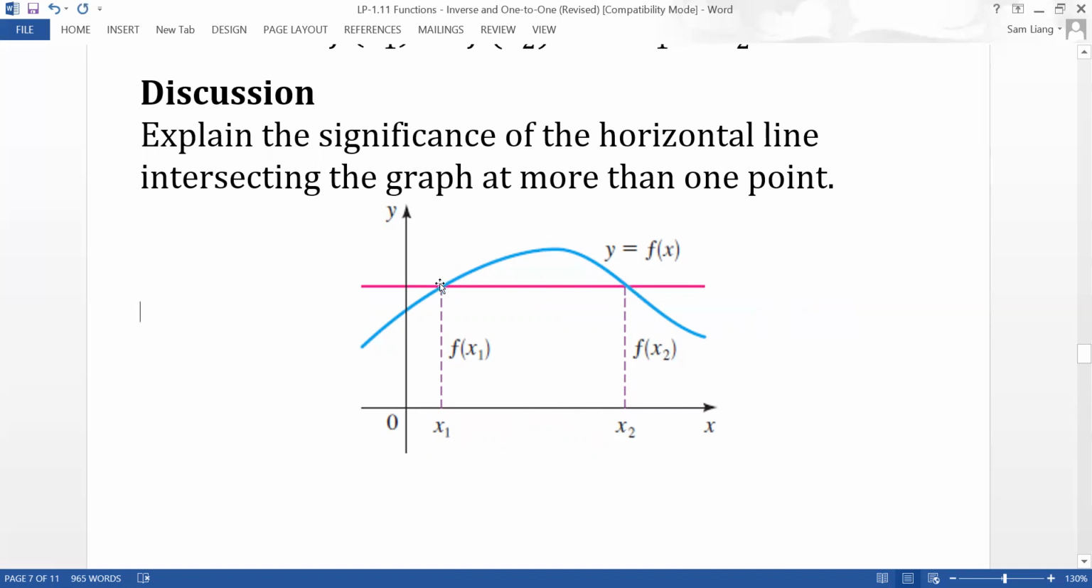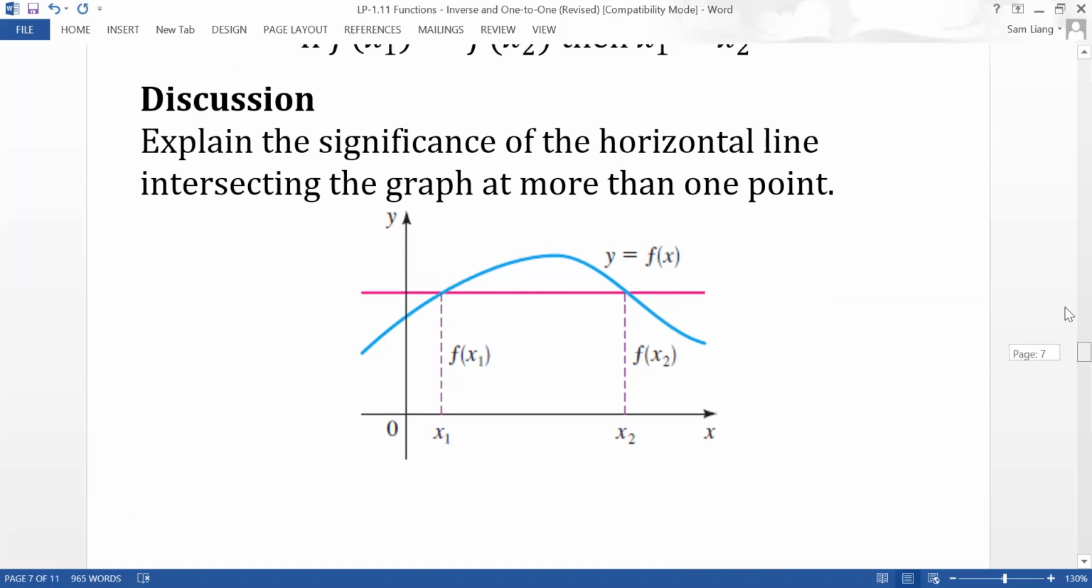So therefore, if the horizontal line passes through more than once, that would mean that the function is not one-to-one. Okay, I'll say that again. If a horizontal line passes through a function more than once for the same y value, that would mean that the function is not one-to-one. Okay, let me get to the answer for that up here.